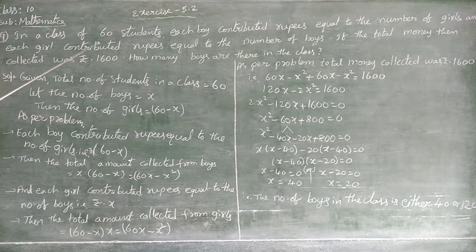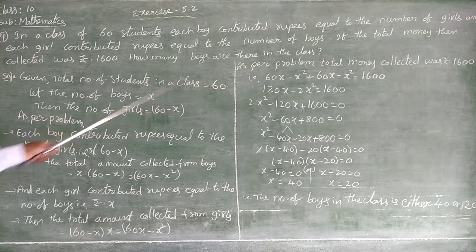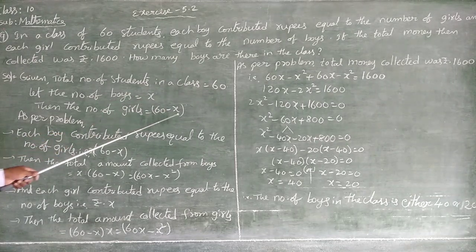So what has he given? The total number of students in a class is 60 members. How many boys are there? We don't know. How many girls are there? We don't know. So let the number of boys be x. The number of girls is equal to total minus number of boys. 60 minus x is the number of girls.